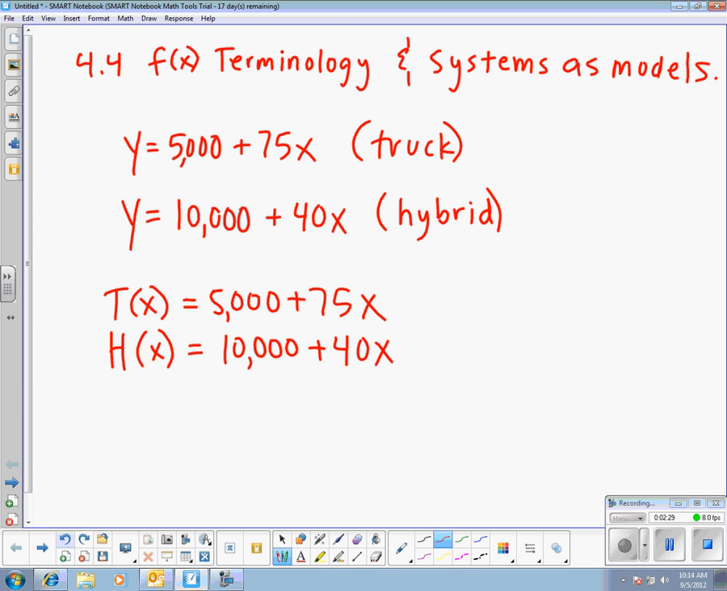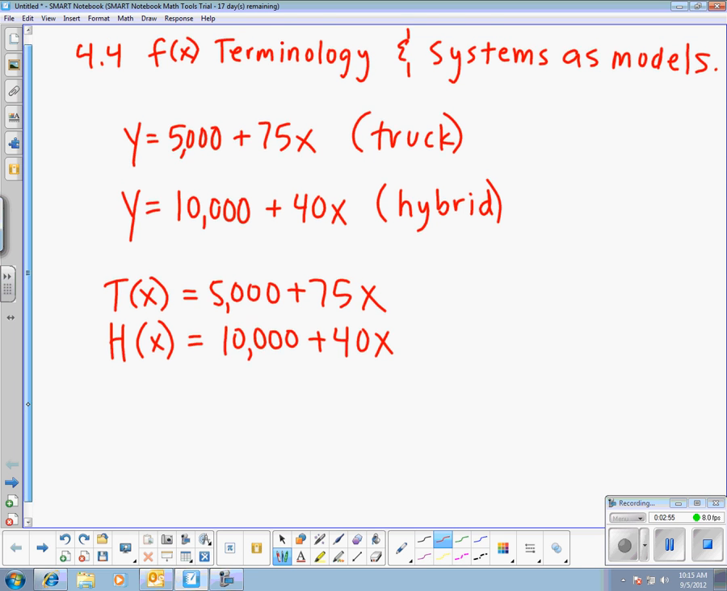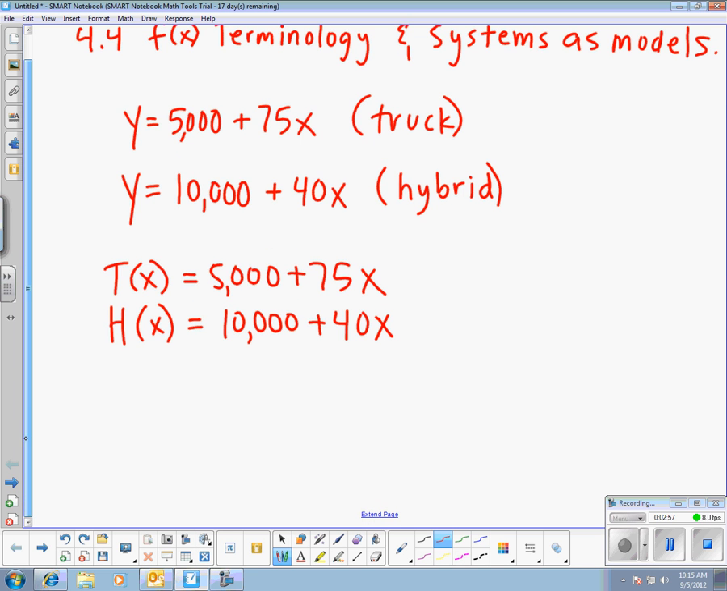And while I'm thinking of it, don't confuse these parentheses around the x with multiplication. This is not t times x, this is t of x. It gives y a new name, basically. The most common letter you'll have for your function is f of x, just for function. So there's the reason that we need f of x terminology.